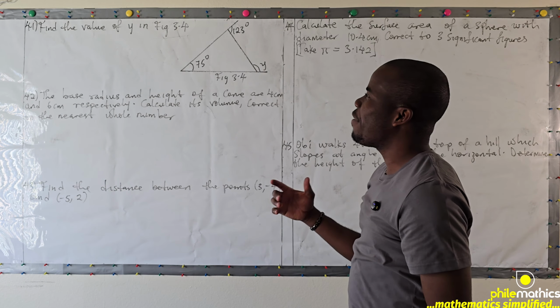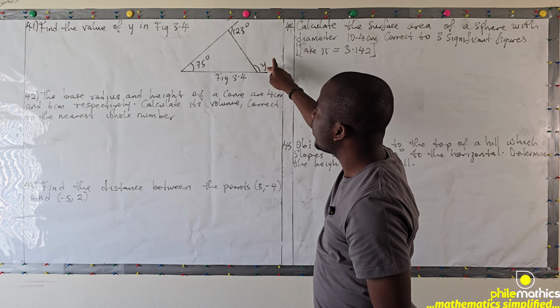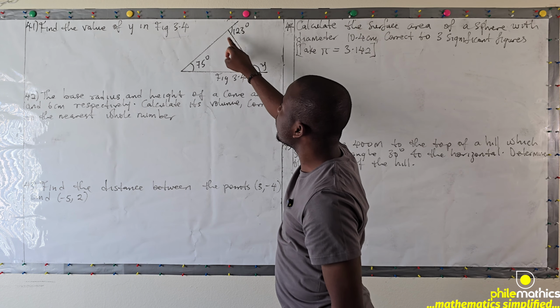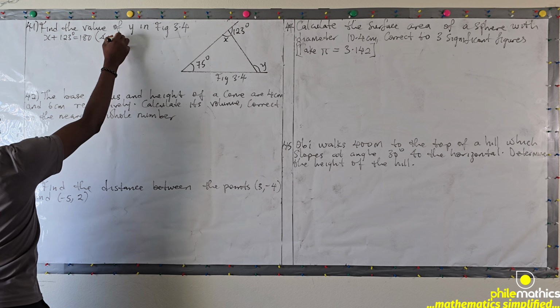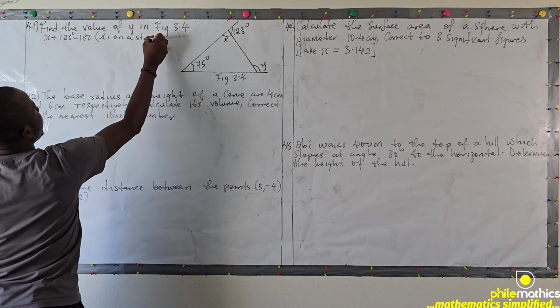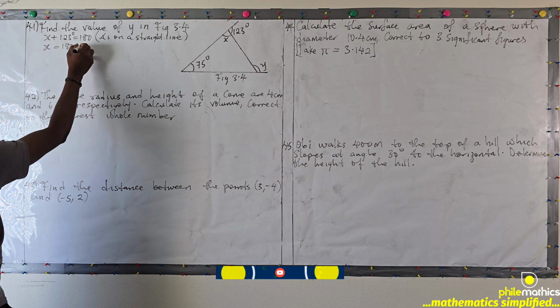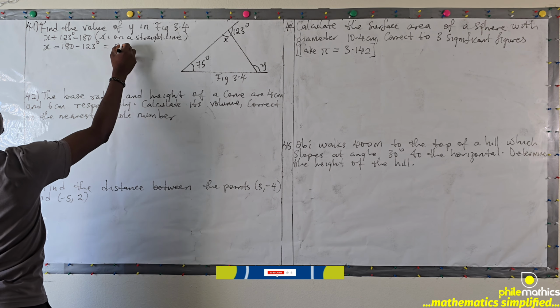Question 41 says, find the value of y in this figure. So we're looking for this value of y. If you can know what this value is, y is simply this plus this. So let's call here x. We know that x plus 123 degrees equals 180. The reason is angles on a straight line. And so x is 180 minus 123 degrees, which is 57 degrees.